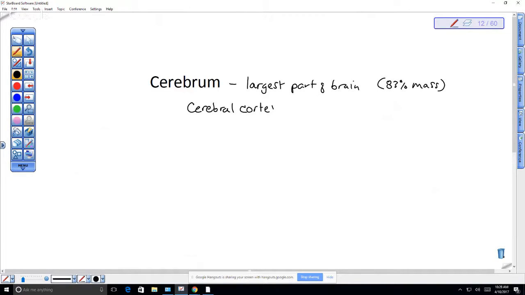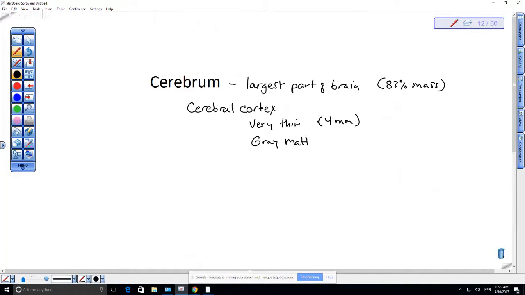When we say cortex, like when we're talking about the renal cortex or the adrenal cortex, that always means the outside. If you think about an orange, that's the outside peel of the organ, right? So the cerebral cortex is very thin. It can be like 4 millimeters in some areas, so it's not a big, thick structure. And it is composed of gray matter.